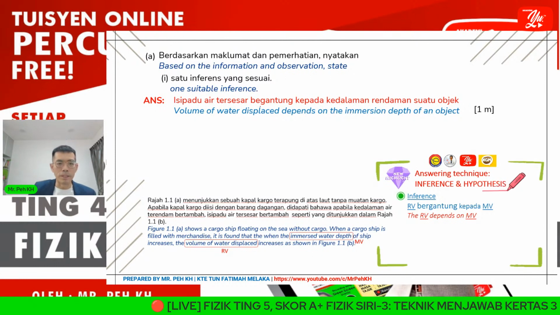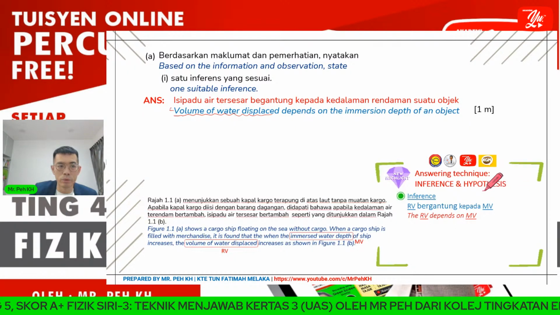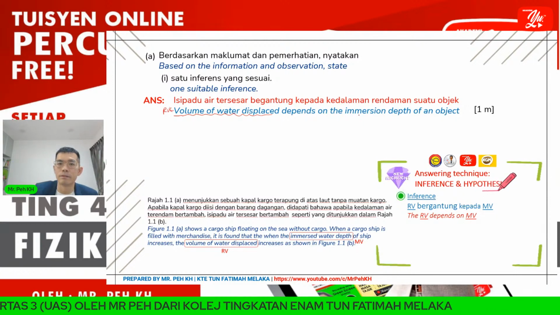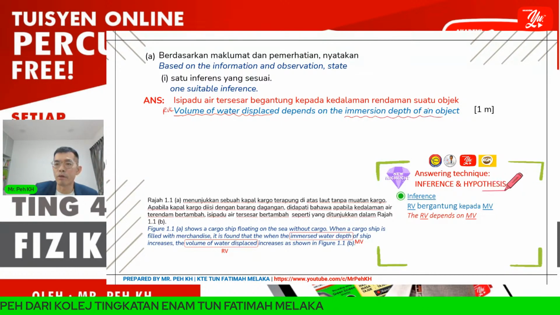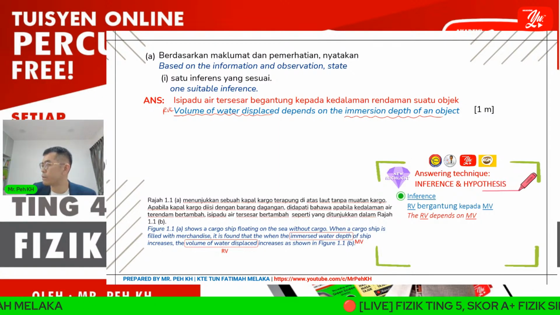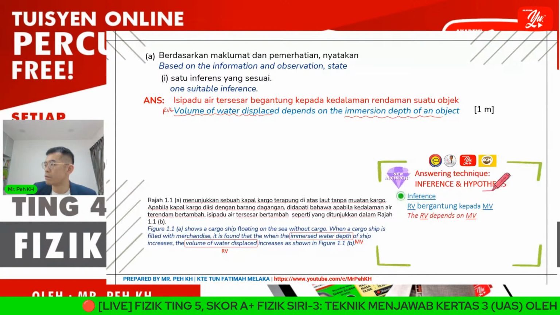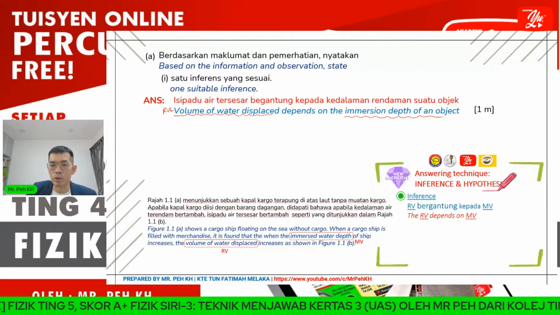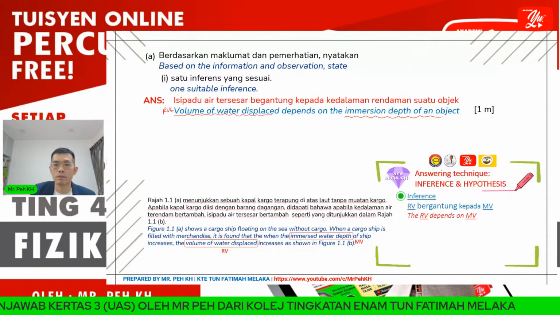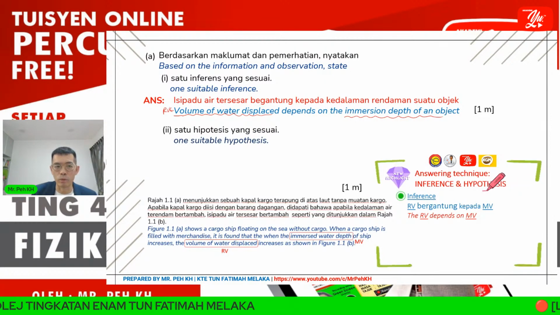So the volume of water displaced here will be the RV I mentioned to you just now. We are going to measure it with a measuring cylinder. And the immersion depth of the object will be the MV here. Okay, so the suitable hypothesis you have to state for the second question.